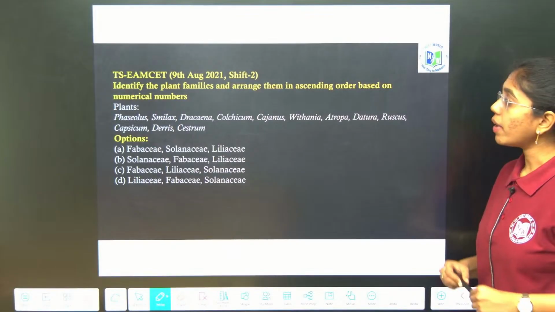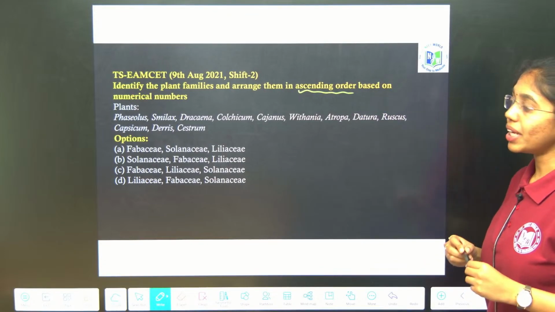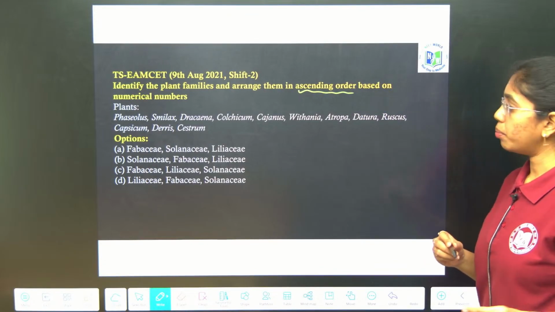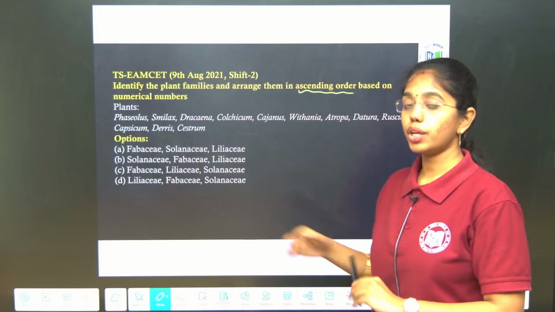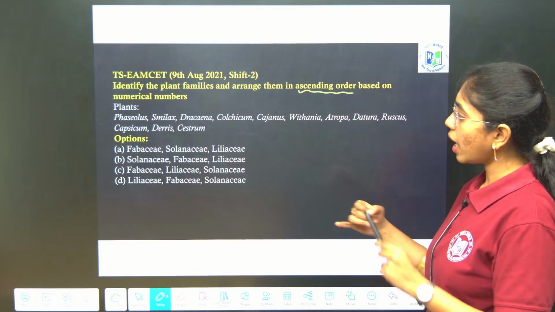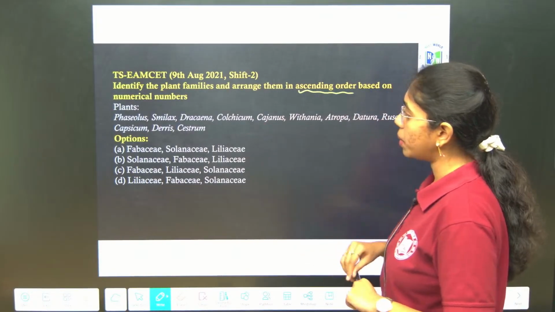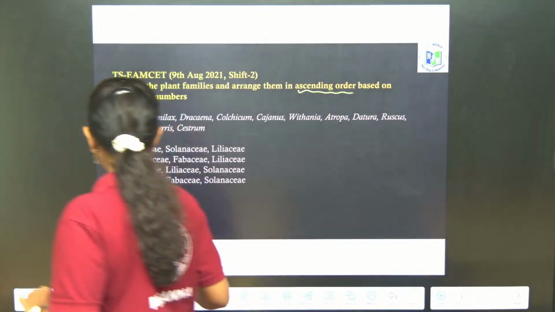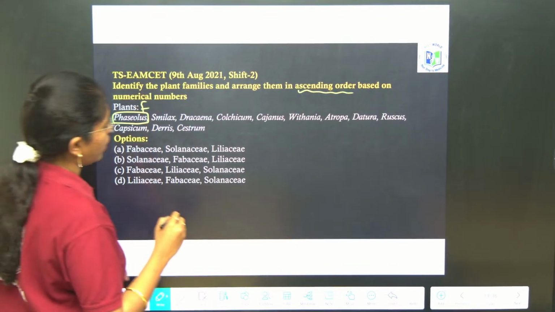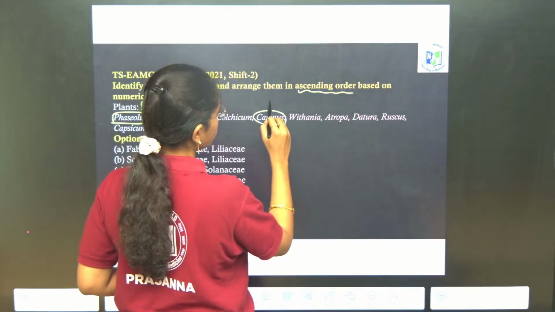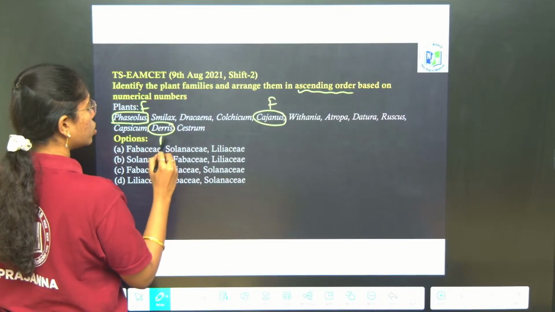Here, identify the plant families and arrange them in ascending order. We have to arrange them in ascending order based on numerical numbers, like how many plants are there in a particular family. Based on that, in an ascending order we will arrange. In options if you see, we have Fabaceae, Solanaceae and Liliaceae. First we will see Fabaceae members. How many of these members are of Fabaceae family? First you see here beta, Phaseolus belongs to Fabaceae and Cajanus cajan belongs to Fabaceae and Dalbergia belongs to Fabaceae again.